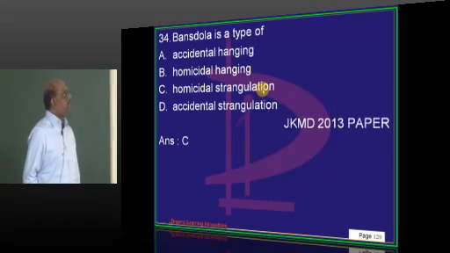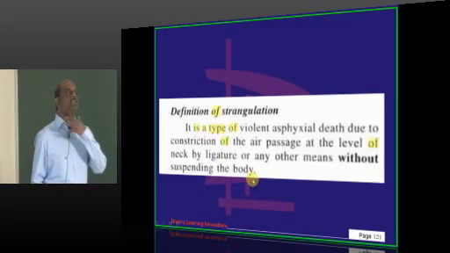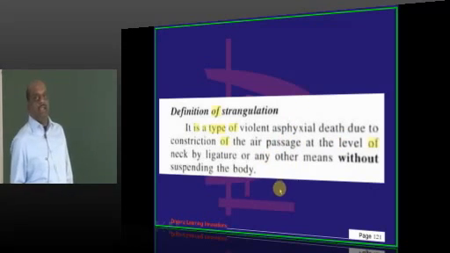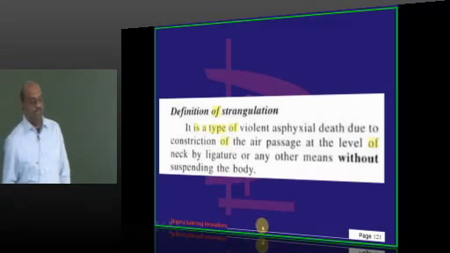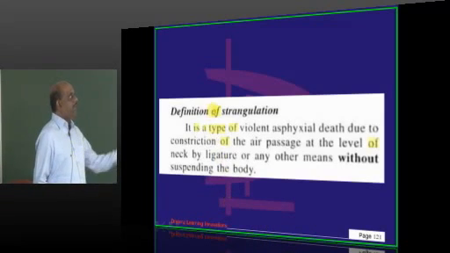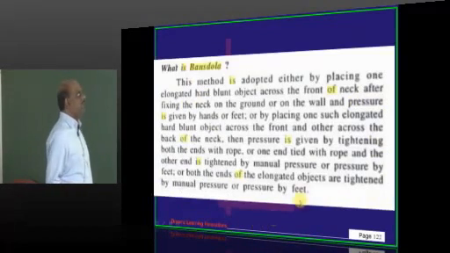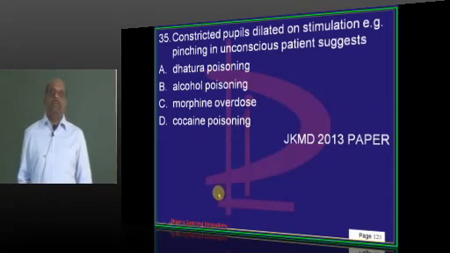So what is Bansdola? Bansdola is a method of homicidal strangulation. What is the difference between strangulation and hanging? Without the suspension of the body, if there is any violent asphyxial death, then we call it strangulation. Bansdola is a classical example.